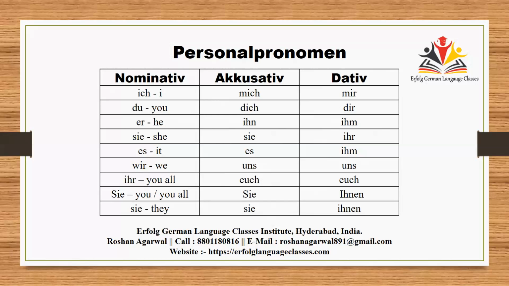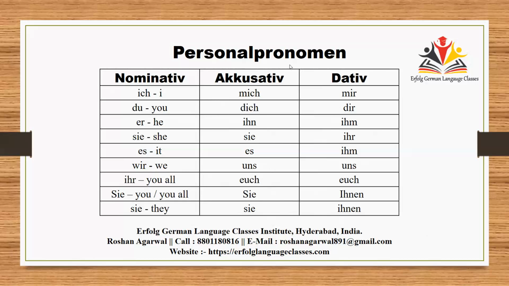I repeat one more time. Personal pronomen im Akkusativ: mich, dich, ihn, sie, es, uns, euch, Sie and sie.